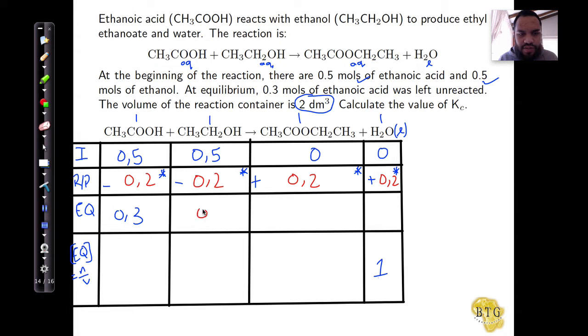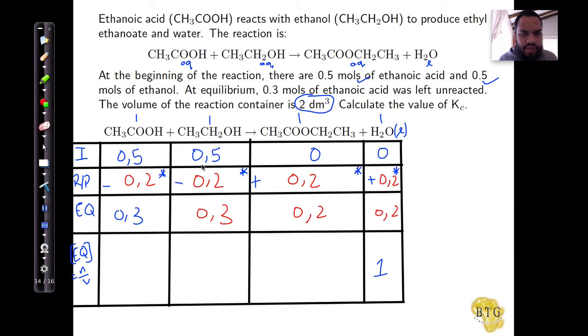0.5 minus 0.2 is 0.3. 0.0 plus 0.2 gives me 0.2, and 0 plus 0.2 is also going to give me 0.2. Okay, we're going to ignore this one over here because that was a liquid. The others we're going to calculate properly.